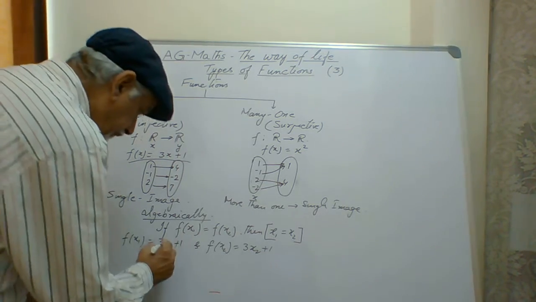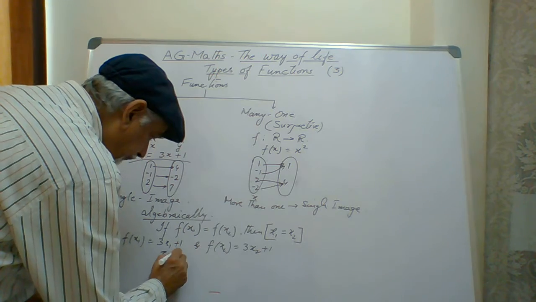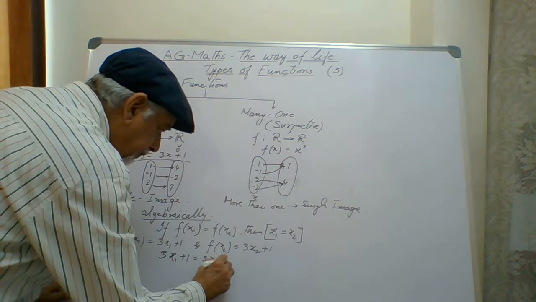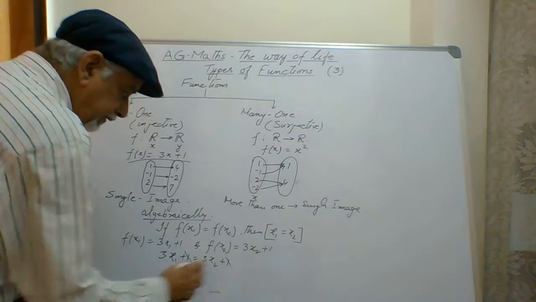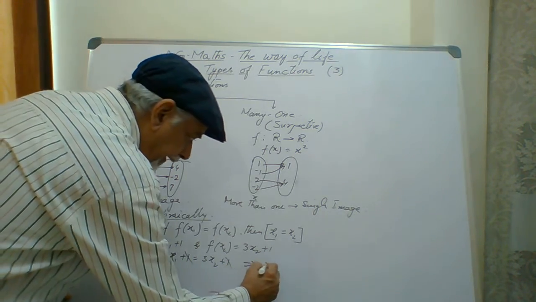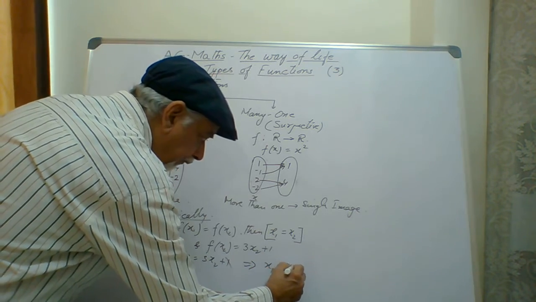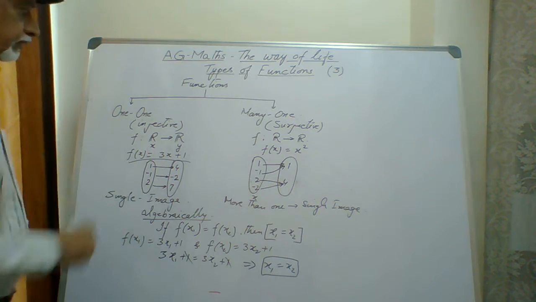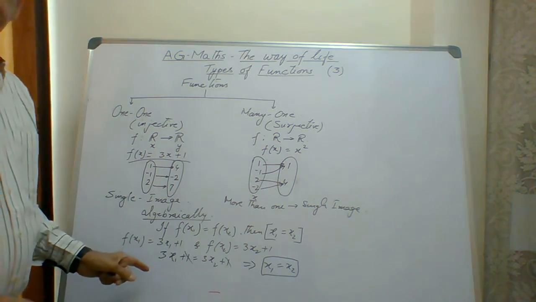So let us see. If I say 3x1 plus 1 is equal to 3x2 plus 1, then we can cancel this, and 3 can also be cancelled. So ultimately what I get is x1 is equal to x2. So this proves that this function satisfies the algebraic condition for one-one.